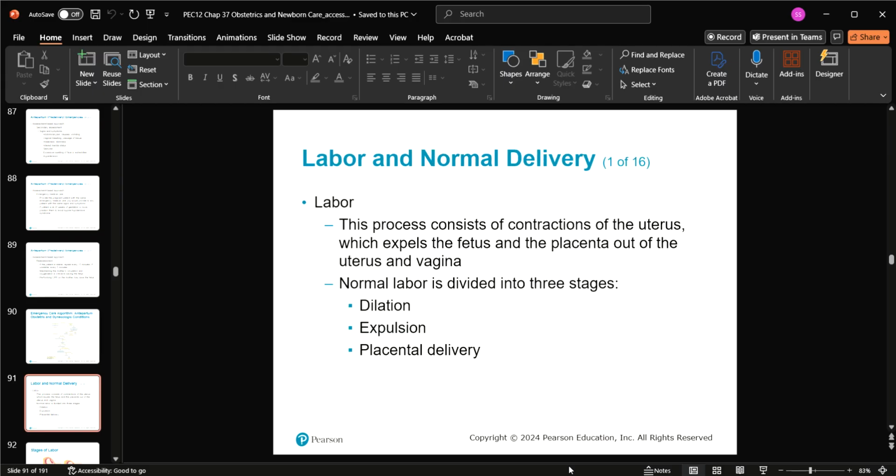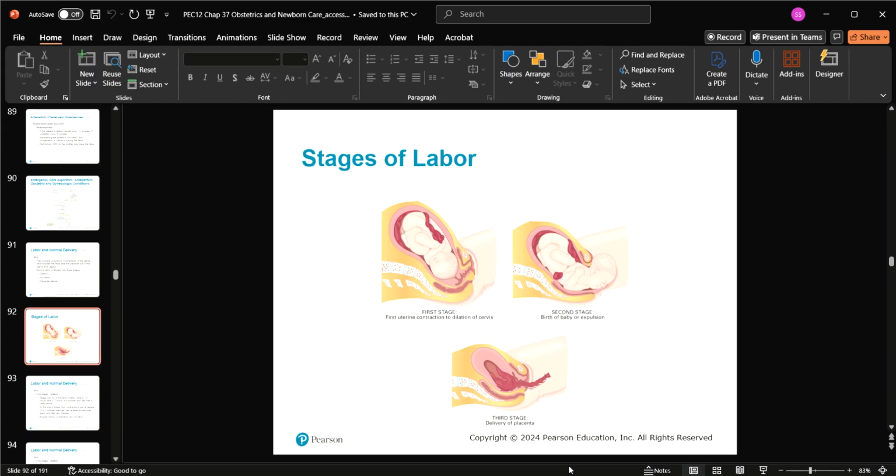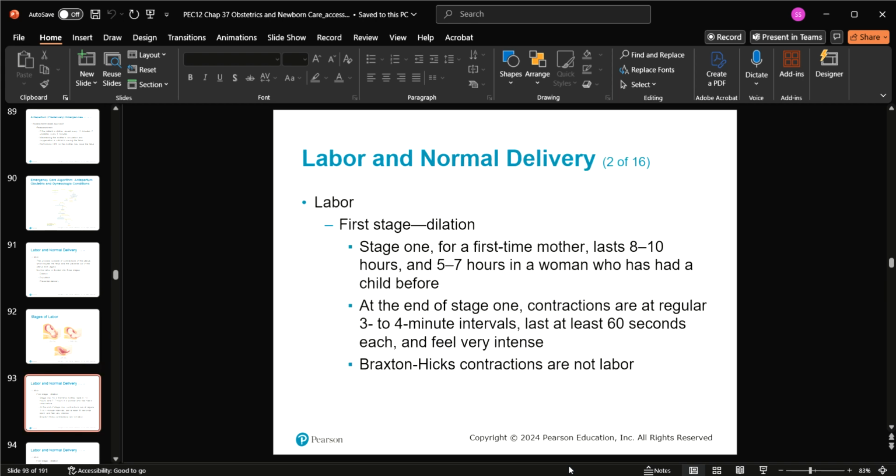You're probably going to see this on the test when it talks about the division of labor. The different stages are dilation, expulsion, and placental delivery. The first stage is when the cervix dilates. When the cervix starts to dilate, we are now in stage 1. And then it breaks down that further.